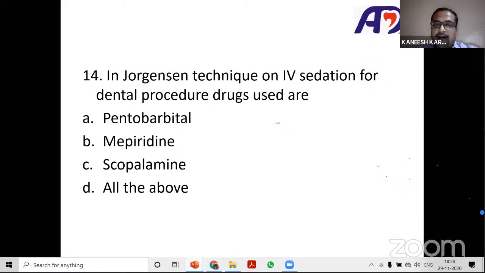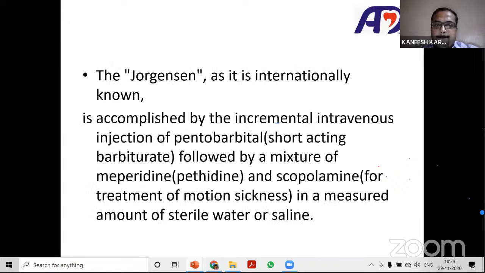The Jorgensen technique of IV sedation for dental procedures, the drugs used are, yeah, it is all of the above. Okay, Jorgensen technique of IV sedation uses all these drugs. It is accomplished by the incremental intravenous injection of pentobarbital, a short-acting barbiturate, followed by the mixture of meperidine, that is pethidine, and scopolamine, that is used for treatment of motion sickness, in a measured amount of sterile water or saline.